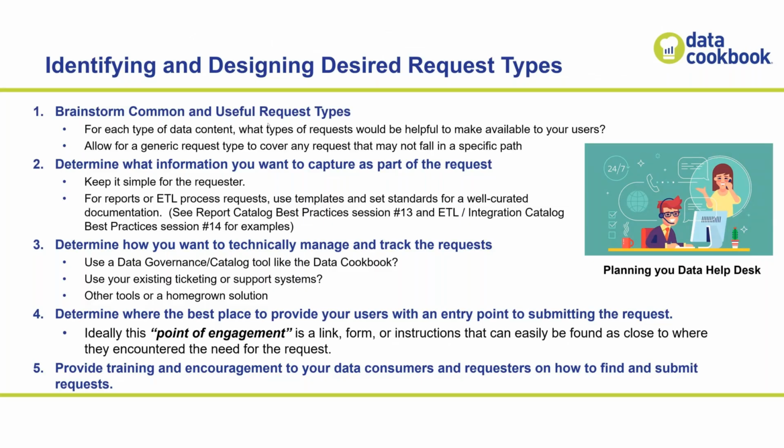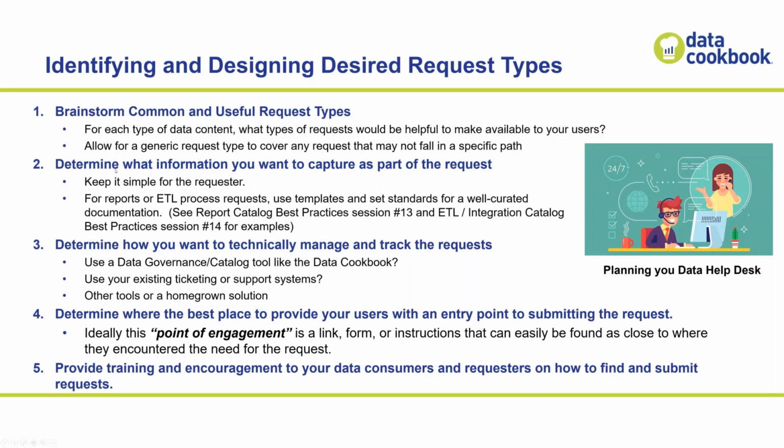They need access, they want to change this, they need policies, all sorts of things. Just brainstorm coming up with that, and decide which ones would be useful and helpful to make available to your users. You're not going to be able to think of everything, so always have some sort of generic option, like, hey, I need something, and that can just get tracked.